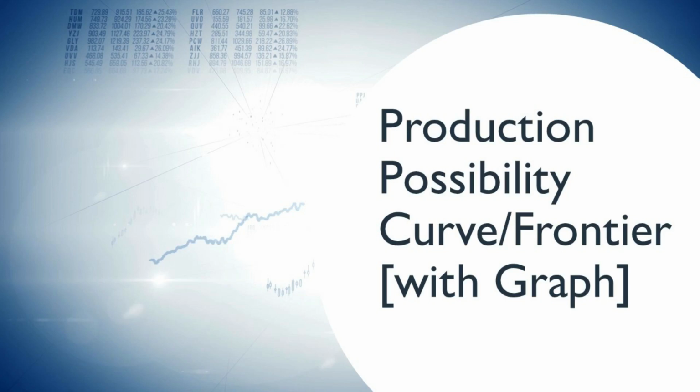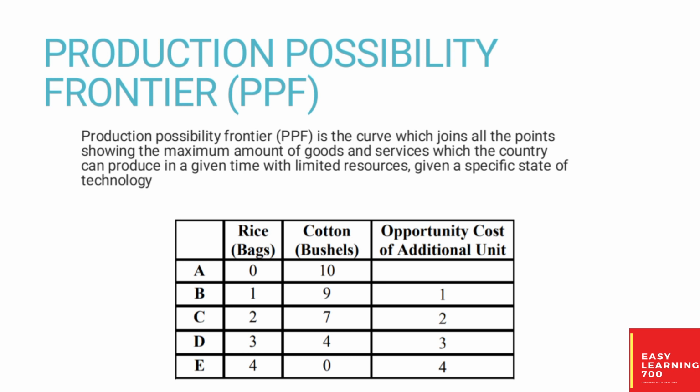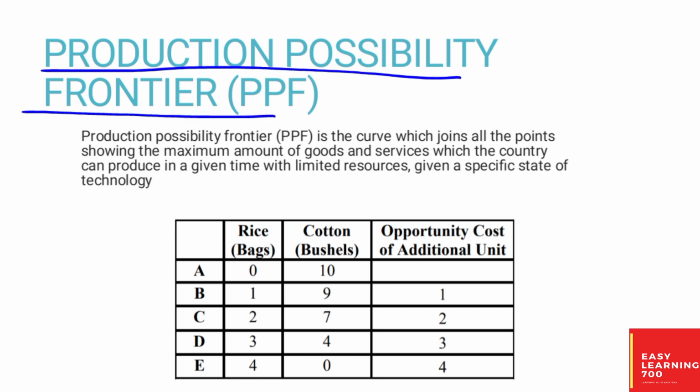In this tutorial, I am going to explain with examples and a graph the concept of the production possibility curve, also known as the production possibility frontier. So what is the production possibility curve? As the name suggests, it is the curve which shows different combinations of two goods that an economy can produce using its available resources and technology. So it illustrates the opportunity cost.